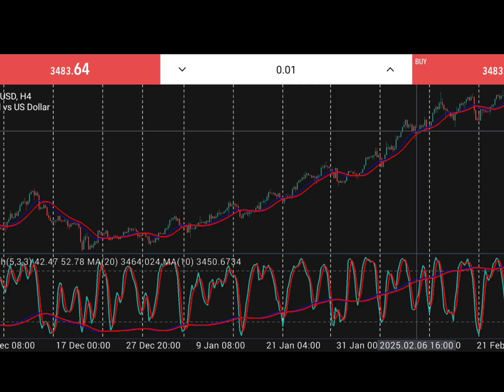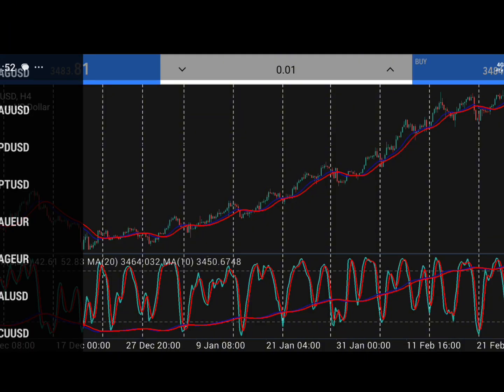This is a very simple technique that you can use on your phone. That's why this is here. So let's go and continue our class. Then we'll go to the next aspect of the market.